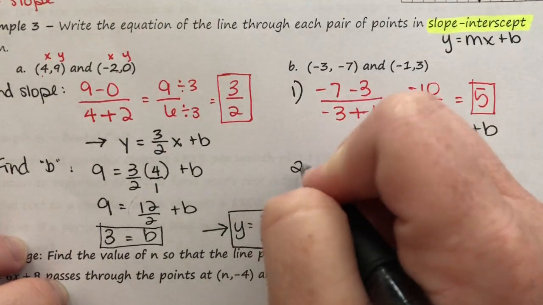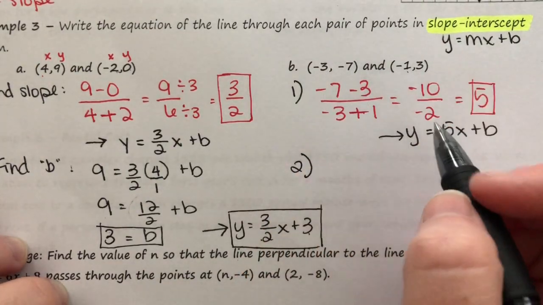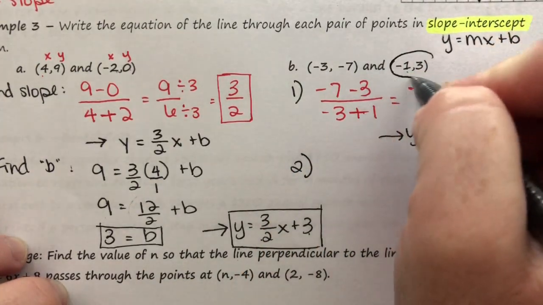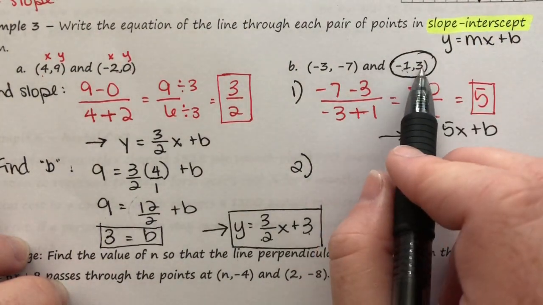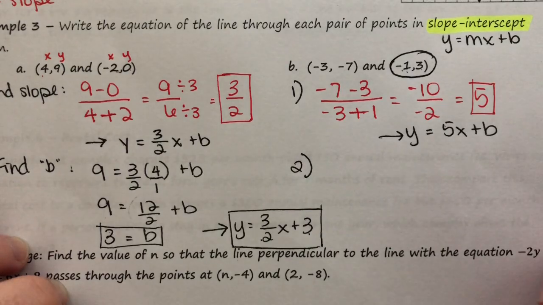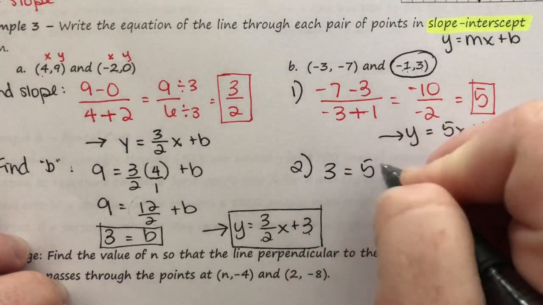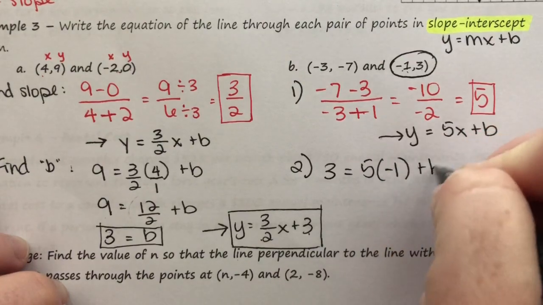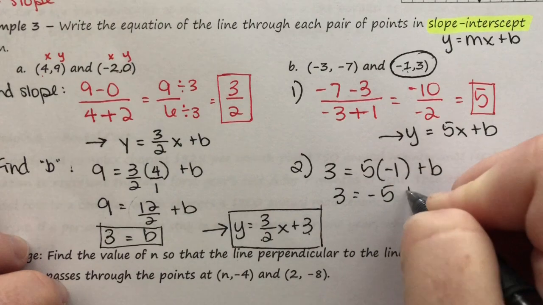So step 2, I'm going to pick one of these numbers up here. Doesn't matter which one. I'm going to use these. It looks like a little easier to use. And I'm going to plug negative 1 in for x and 3 in for y to solve for b. So I'm going to have 3 equals 5 times negative 1 plus b.